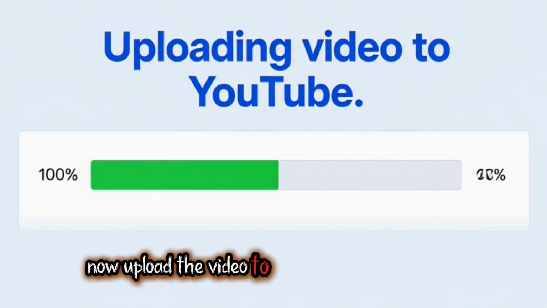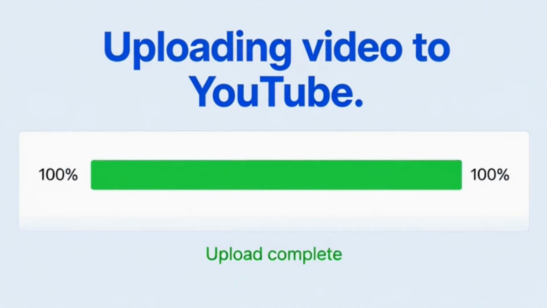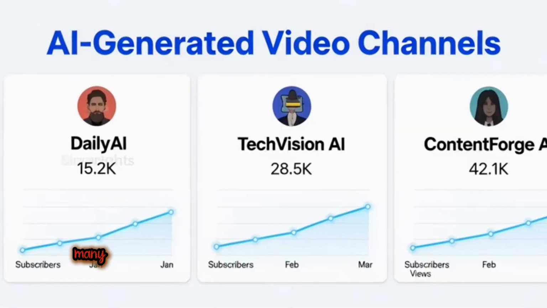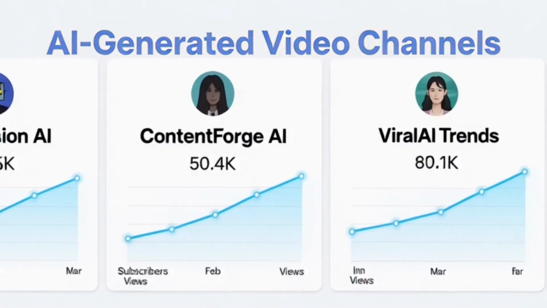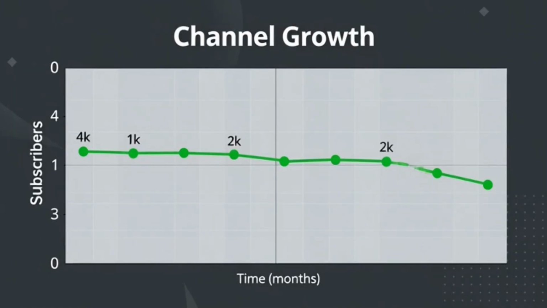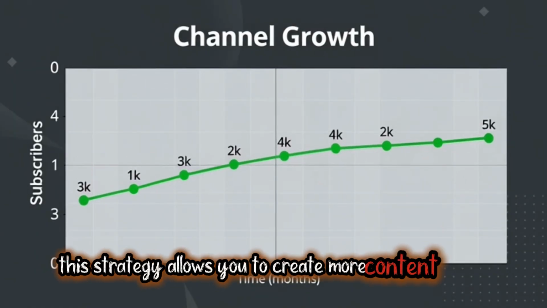Now upload the video to YouTube or social media. Many creators are building entire channels using AI-generated videos. This strategy allows you to create more content faster.